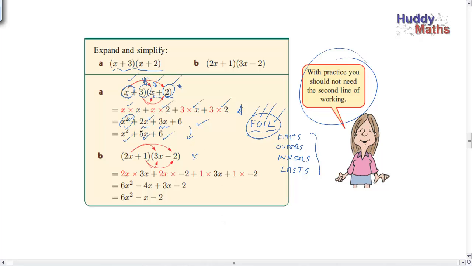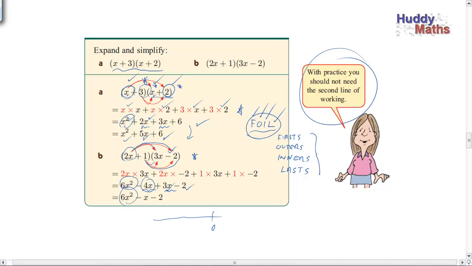Okay, what about this bracket here now? Same thing. Start with the first bracket. 2x times 3x, 6x squared. 3 times 2 is 6. X by x is x squared. 2x by neg 2 is neg 4x. 1 by 3x is 3x. 1 by neg 2 is neg 2. So there's only one x squared term, so it stays a 6x squared. Then neg 4x plus 3x, they are like each other.